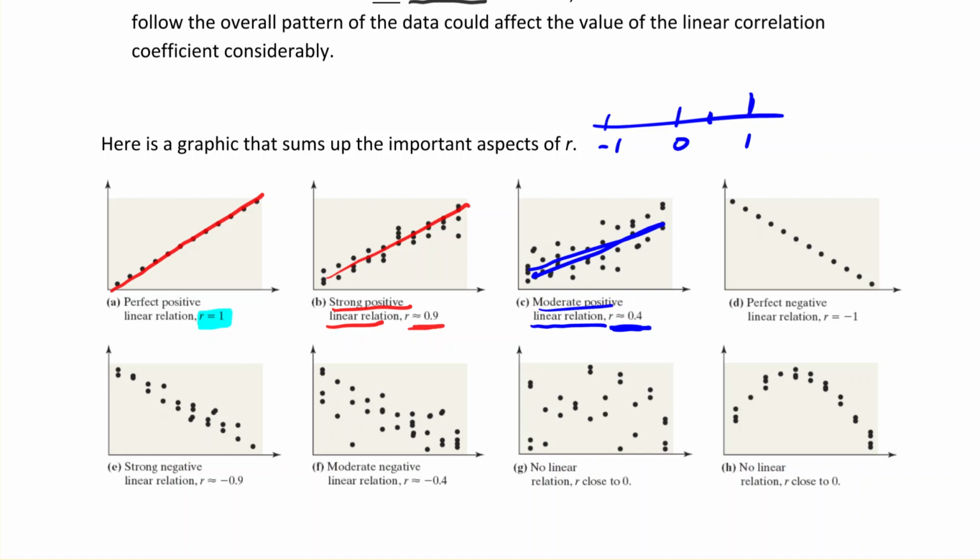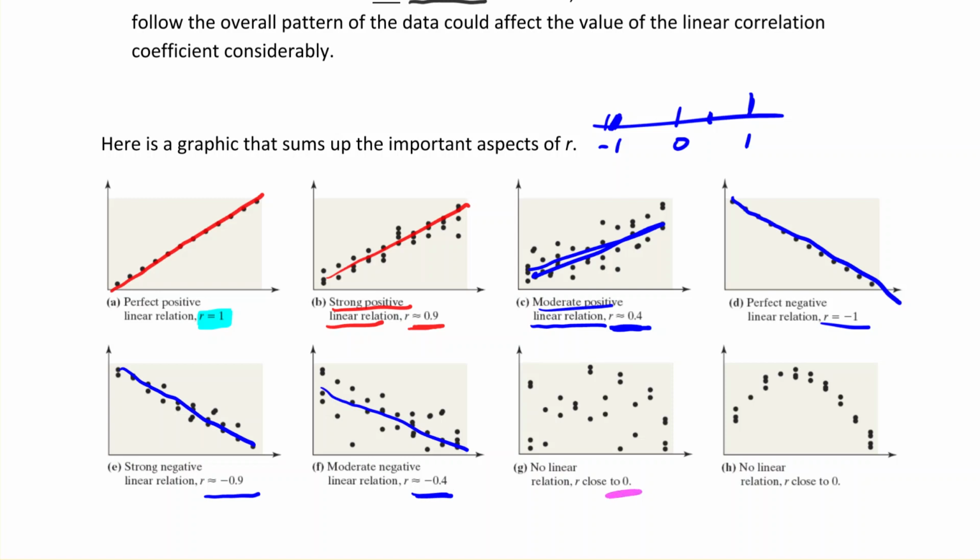So we can say this is a linear relation. Now it's negative 1, perfect. Close to negative 1 from the right side, so negative 0.9 somewhere here. Strong negative. Not perfect negative, but strong negative. Negative 0.4, moderate.